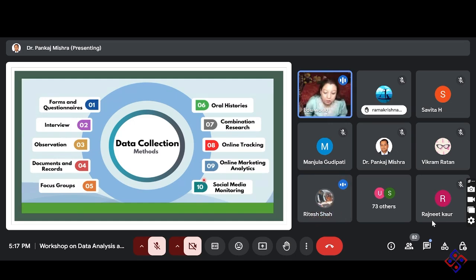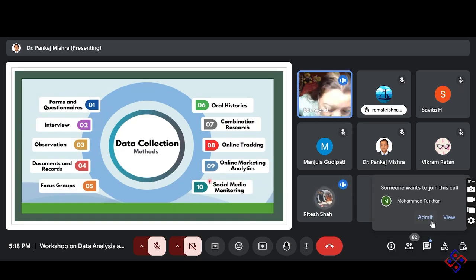So social media monitoring is the information that we are generating from Facebook and Instagram. So that comes under the social media network. So the next slide.